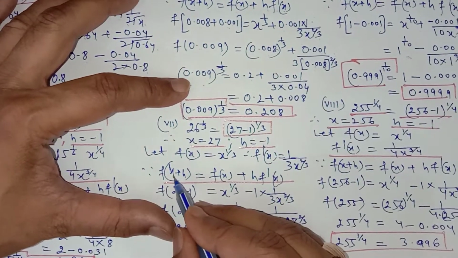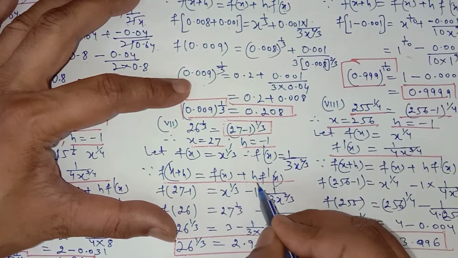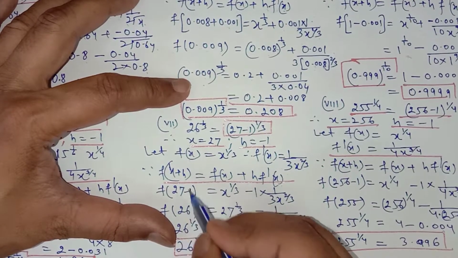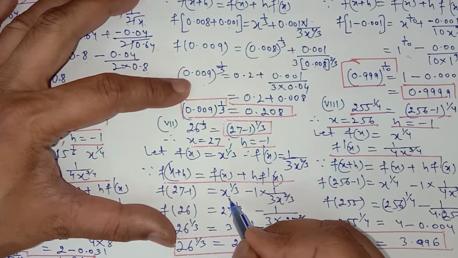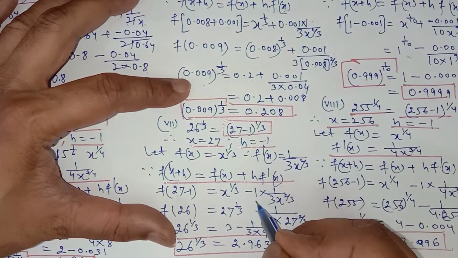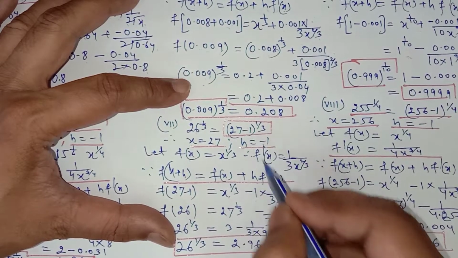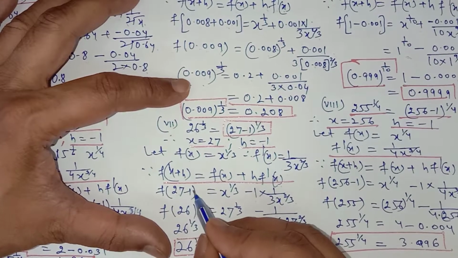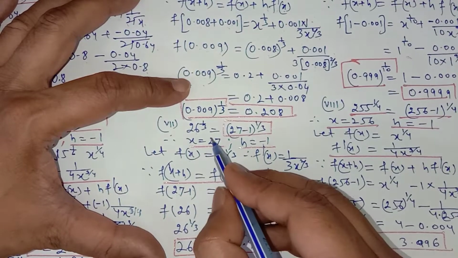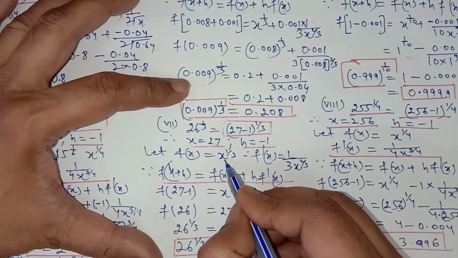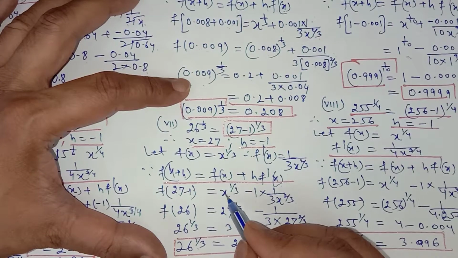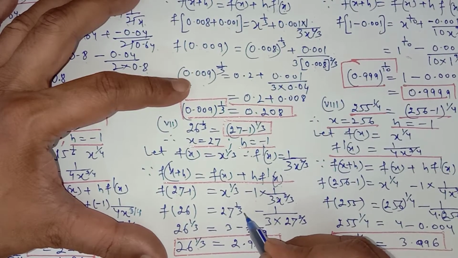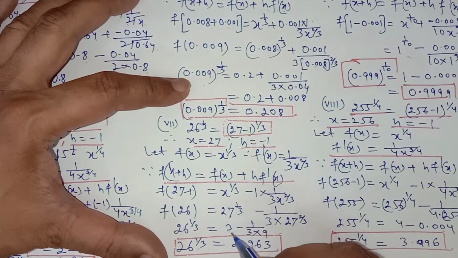Again using the same formula, f(x plus h) is equal to f(x) plus h f dash x. Replace the value of x as 27, h as minus 1, f(x) is equal to x raised to power 1 upon 3, h as minus 1. Say it very carefully, h is minus 1 here, and 1 upon 3 x raised to power 2 upon 3. So 27 minus 1 is 26, f(26) will be equal to 26 raised to power 1 upon 3, whose value you have to find. Replace the value of x as 27. So 27 raised to power 1 upon 3 will be equal to 3, the cube root of 27 is 3.